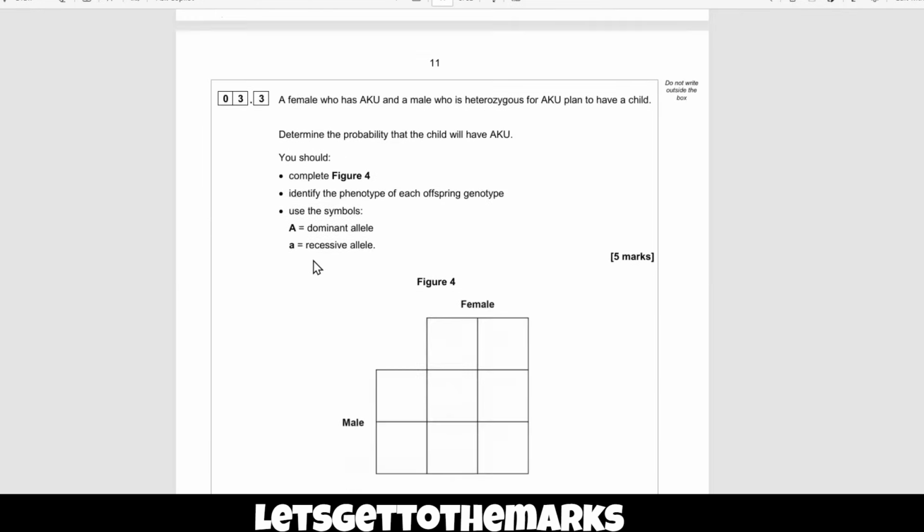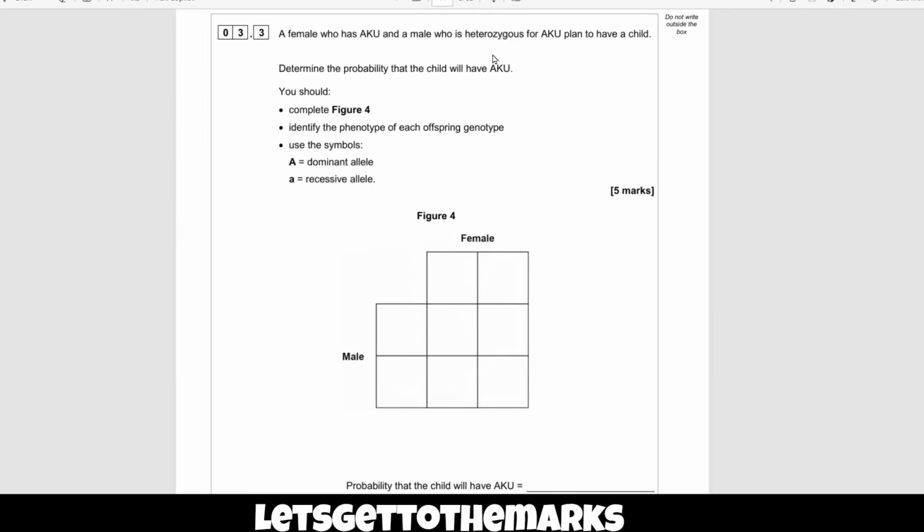Question 3.3. A female has AKU and a male who is heterozygous for AKU plan to have a child. Determine the probability the child will have AKU. You should complete figure 4. Identify the phenotype of each of the offspring's genotypes. Use the symbols right. We're not going with big T, little t, which was done by me. We're going with big A, little a. So let's do that.